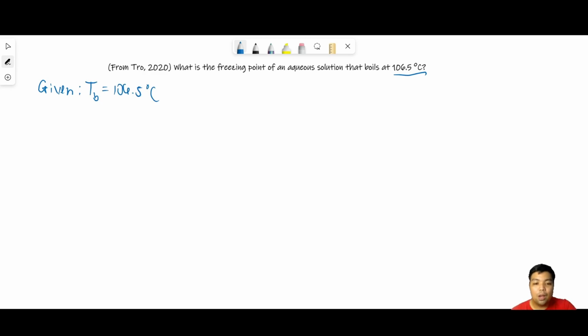Now, it was not explicitly stated what is the solvent of your solution. However, it states that it is an aqueous solution. So we know that aqueous solutions are solutions wherein the solvent is water. So now we know that the solvent here is water, which we know has a boiling point of 100 degrees centigrade and a freezing point of 0 degrees centigrade. So for reference, I will just also write the molal boiling point elevation and freezing point depression constants of your solvent, which is water, which is this one here.